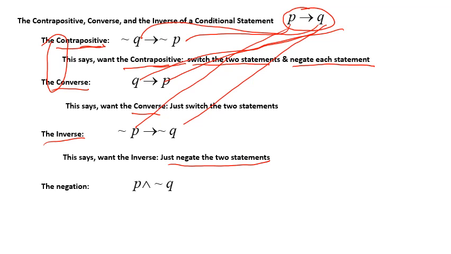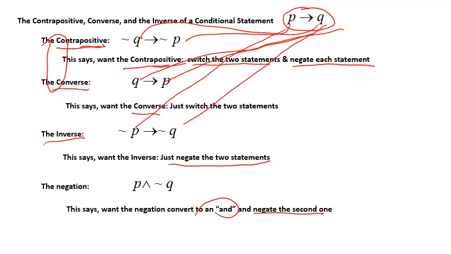And we already know the negation, P and not Q, which simply says the negation of an if-then statement is converting it to an and negating the second statement. You leave the first statement alone. So once again, contrapositive, switch them around, negate the two statements. Converse, just switch them around. Inverse, leave them in place, just negate the two statements. The negation, change it to an and, negate only the second one. There you go. That's what you have to say, and that's about how fast you have to say it.